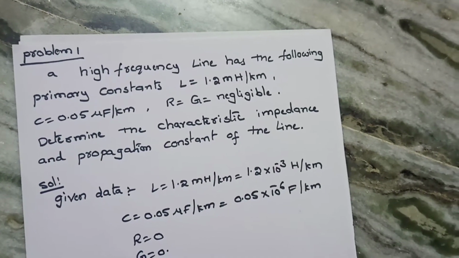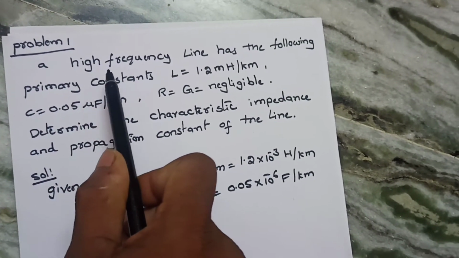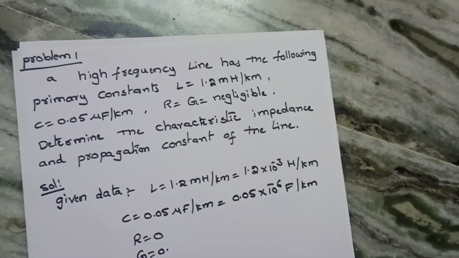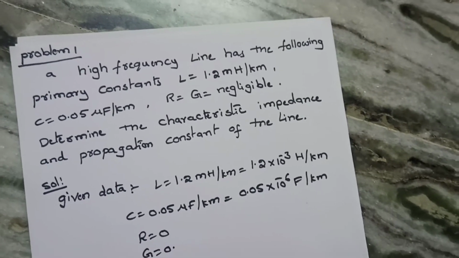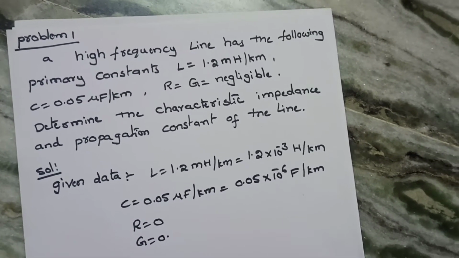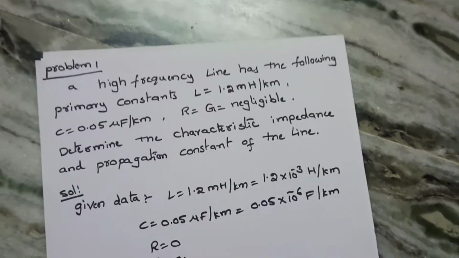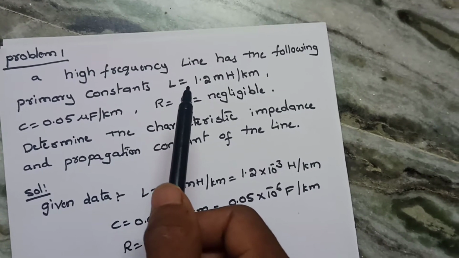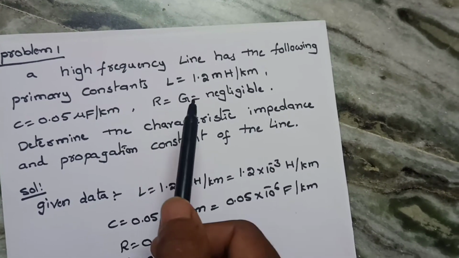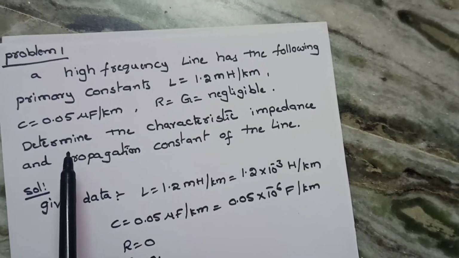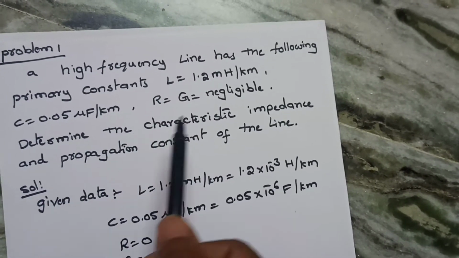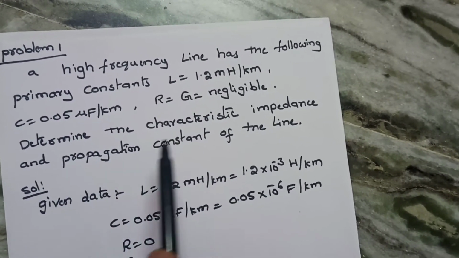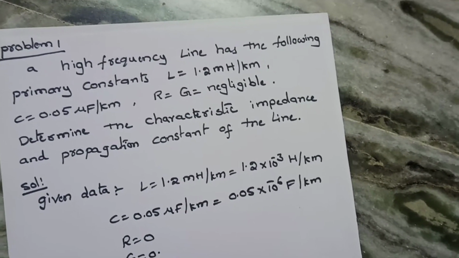So here note down this is a high frequency line. At a high frequency or radio frequency, R value and G value both are equal to 0. So here in the given problem, primary constants are given. Primary constants L, R, G, C. These values are given. By using these four primary constants, we have to determine characteristic impedance and propagation constant of the transmission line.